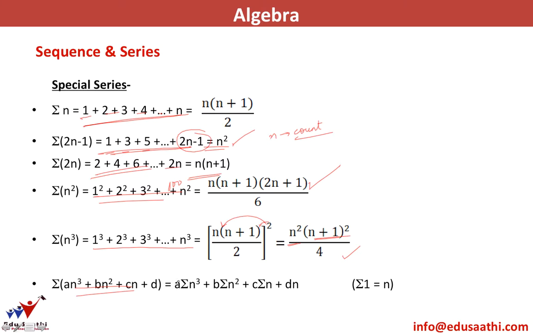So summation a n cube, a being a constant, will be out of the summation sign; it will be a summation n cube. Plus b, again a constant, will be out of the summation sign, b summation n square, c summation n, and d into n, because d will be added n times. So I just need to now apply the formula of summation n cube, summation n square, summation n, and then I'll get my answer.